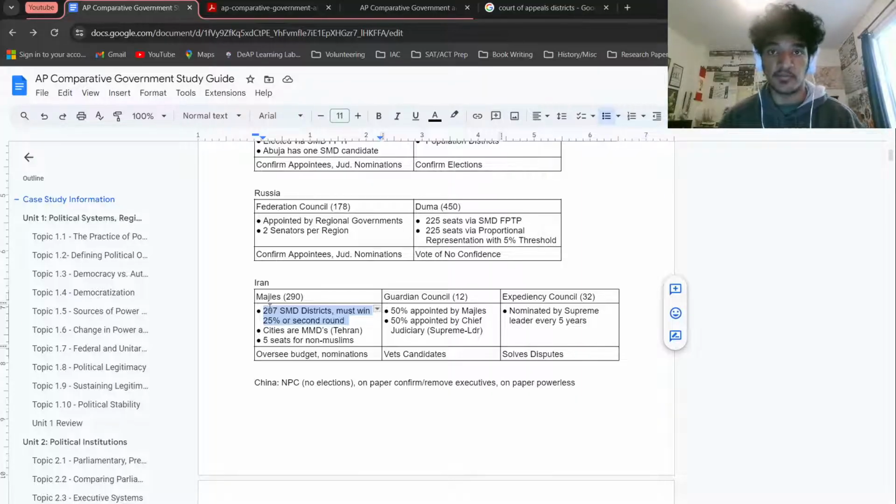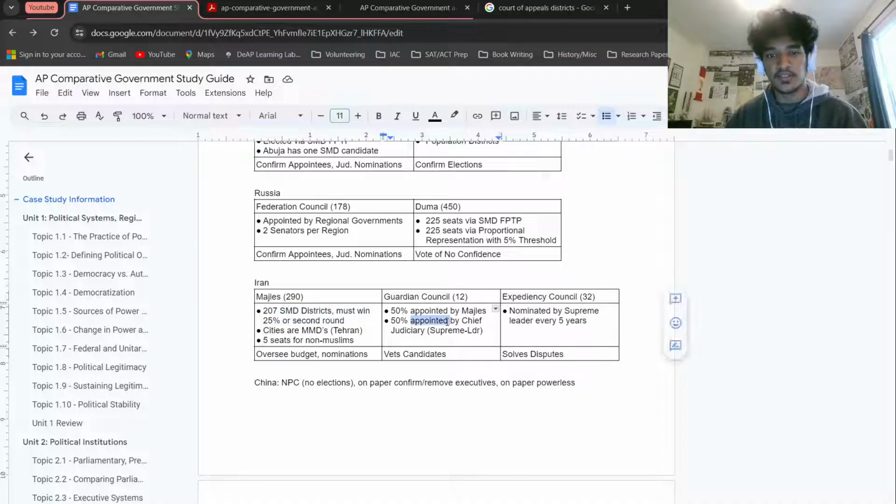And they do have a couple MMD seats, by the way. That would be your major cities. And that would act like how the Senate is, where I believe Tehran has 5 seats, and it's the biggest city in Iran. So, yes. And then Isfahan has probably 3 or 4. And then you have 5 seats for non-Muslims. So these are split into Zoroastrians, Christians, and Jews, I believe.